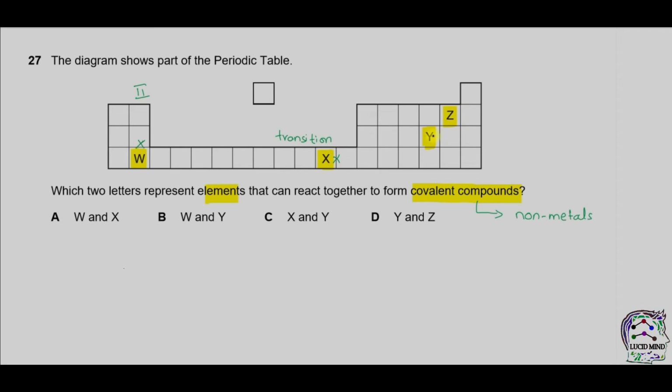Y and Z. Y is in group 6 of the periodic table. Z is in group 7 of the periodic table. Group 6 and group 7 both can comprise of non-metal elements. So therefore Y and Z can react together to form covalent compounds. Correct answer is therefore D.